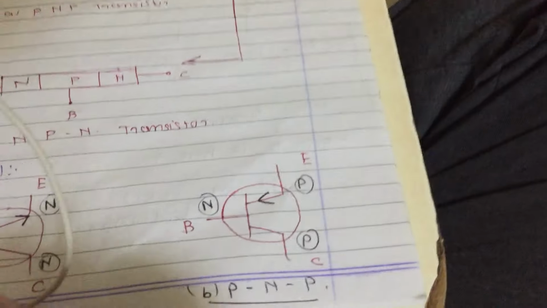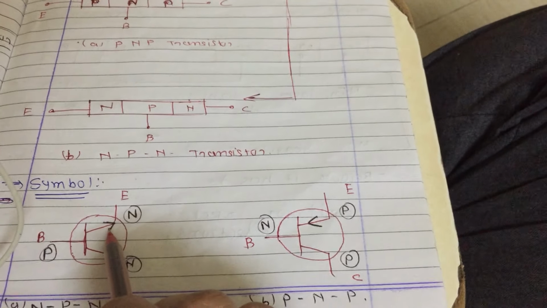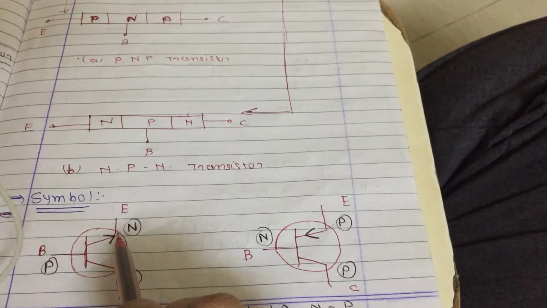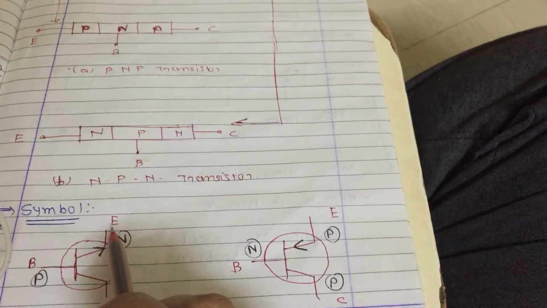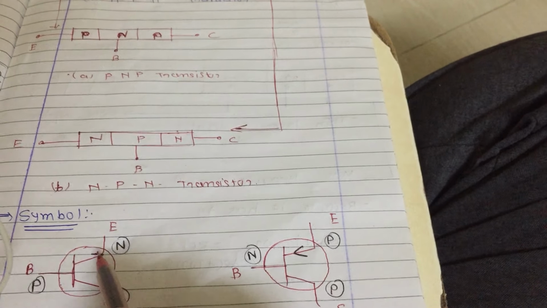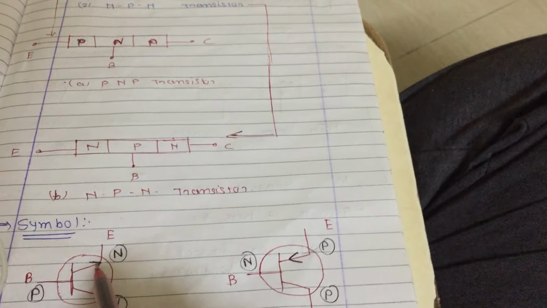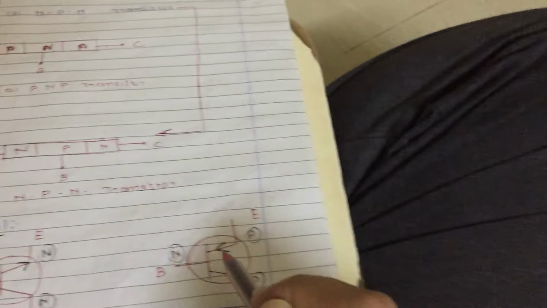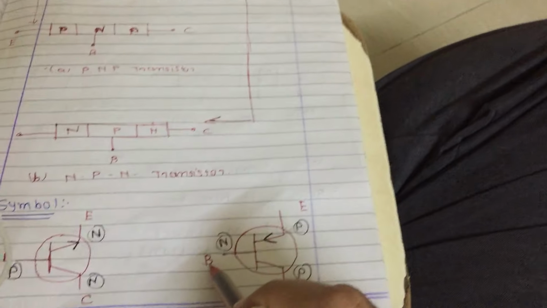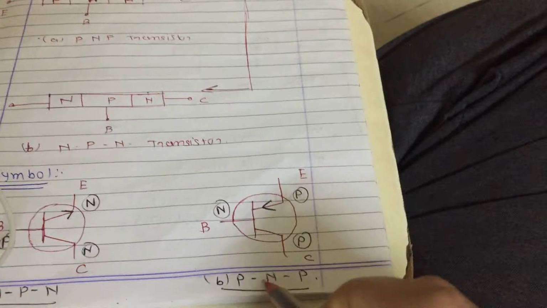You can see that in both symbols the arrow represents the direction of conduction current. It always is put on the emitter terminal, but the difference between these two symbols is the direction of the arrow. Here the direction of the arrow is away from the base toward the emitter. In this symbol the direction of the arrow is toward the B. This represents the NPN symbol and this is for PNP.